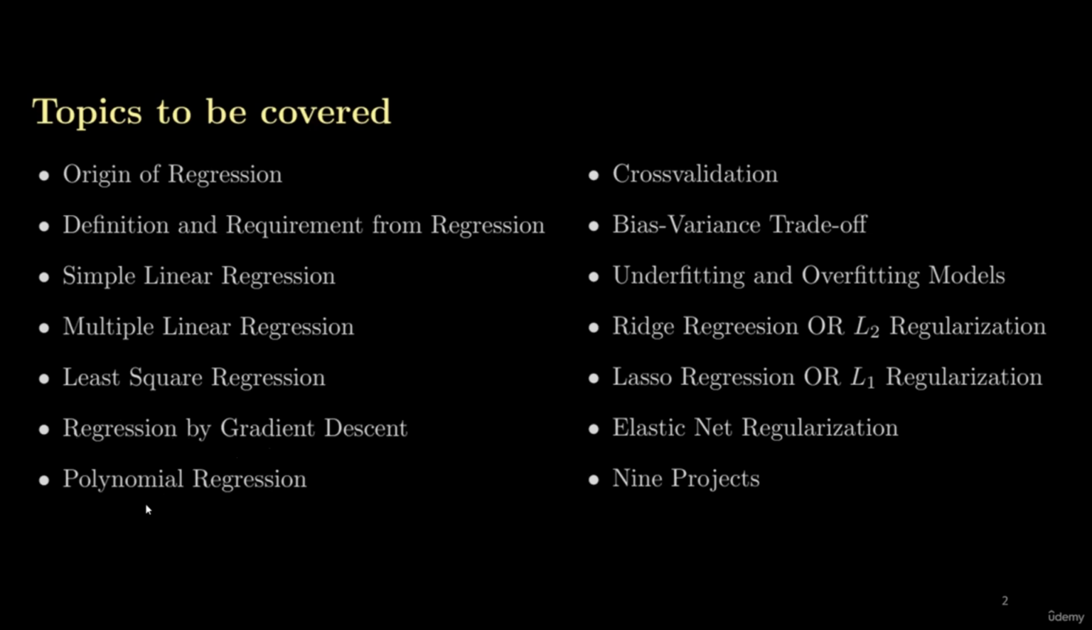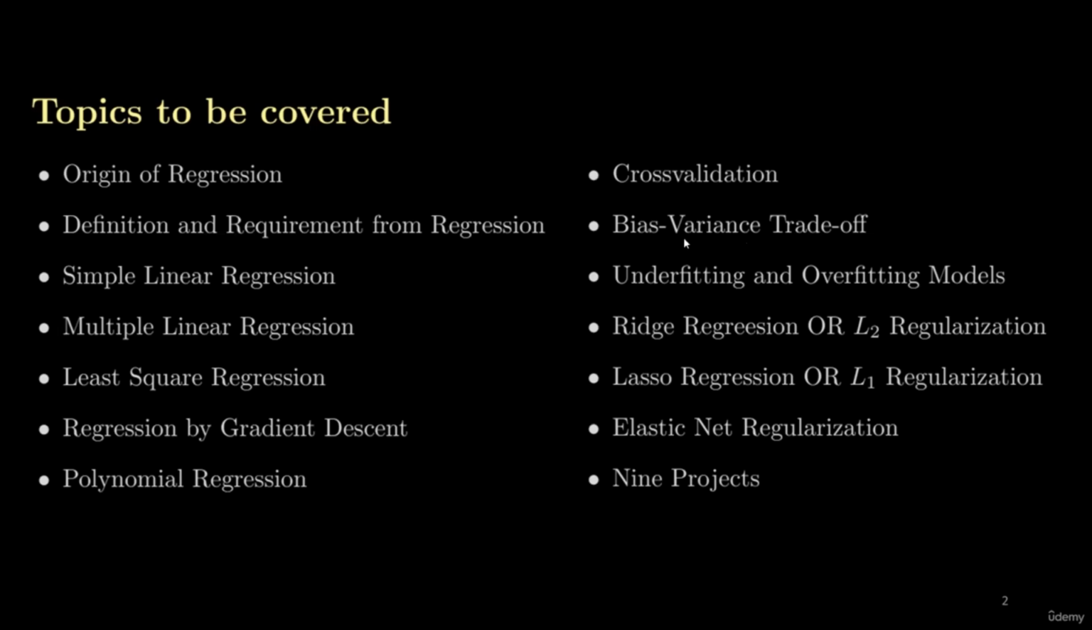Now in polynomial regression, we will try to fit a curve other than a straight line on our data set. Usually in regression modeling, we want to fit a straight line on our data set, but in polynomial regression, we try a curve or some sort of a sinusoidal wave to fit our training data set. So this is polynomial regression. Then we will learn about cross validation. Cross validation is an important technique of splitting the data into a training and testing component.